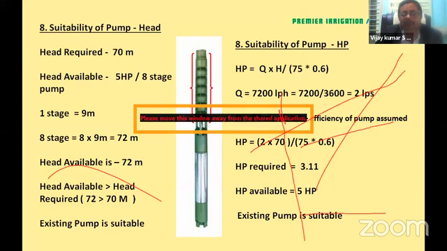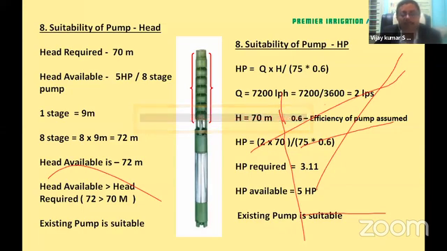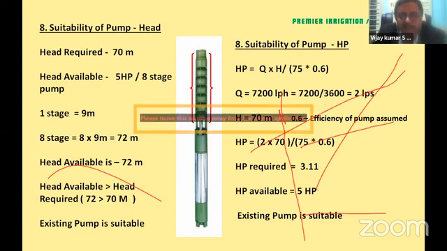You have a simple formula. Horsepower is given by Q multiplied by H divided by 75, which is a constant, into 0.6, where 0.6 is the efficiency of the pump. We know that the discharge here is 7,200 liters per hour. In this formula, consistency of units is very critical. Q has to be taken in liters per second, so 7,200 divided by 3,600 is 2 liters per second.